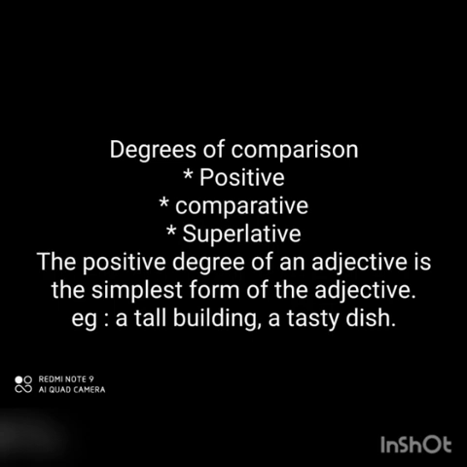Now, let's see degrees of comparison. Positive degree, comparative degree, superlative degree. The positive degree of an adjective is the simplest form of the adjective. Example, a tall building, a tasty dish.